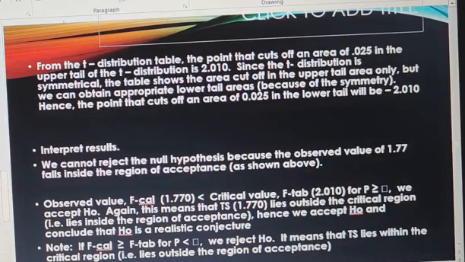Note, if t-cal is greater than or equal to t-tab for p, we reject H0. It means that the test statistic lies within the critical region, i.e. lies outside the region of acceptance.